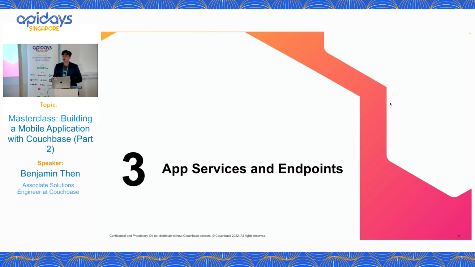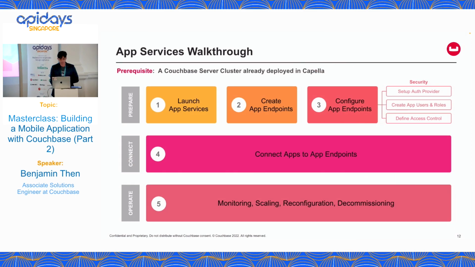So, moving on to that middle layer which we talked about, which is app services and endpoints. I really wanted to touch on this and give you guys a demo on it as well. The flow of the demo will be that I've launched the app service in the previous step, I will create the endpoint, which is that public URL that connects my application to my Capella, which is the cloud database. And then I will be able to make additional configurations, right?